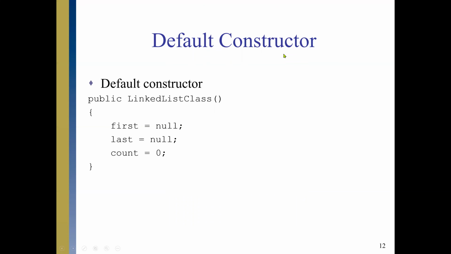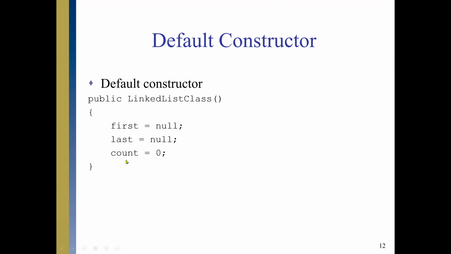Now our default constructor means we are going to create a linked list with nothing, an empty linked list, and because it's default, we're going to set the special node that points to the first element to null. And also we're going to set the last to null also.